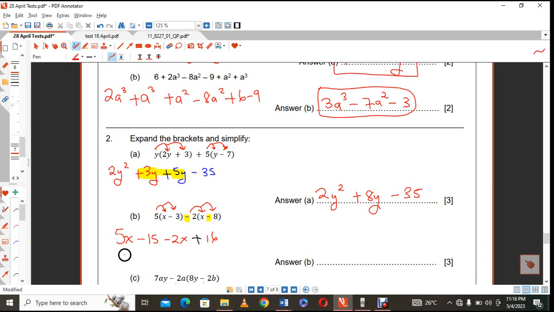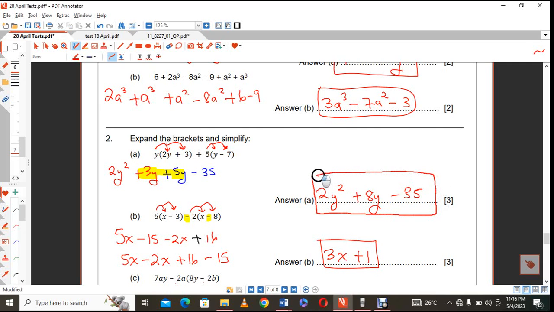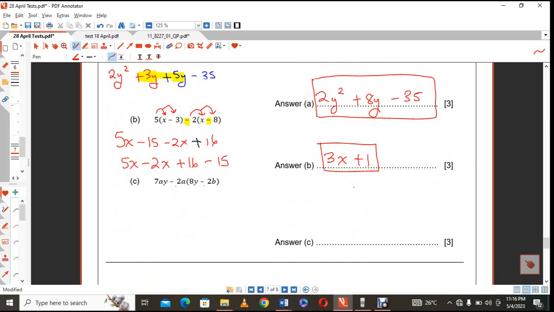So very important. So this is 5x minus 2x plus 16 minus 15. This is going to give you 3x if you subtract 5x minus 2x, and 16 minus 15, well, that is nothing but 1. All right, so there are those tricky scenarios that you have to be on the lookout for, so you don't make a mistake. Very easy to make a mistake in algebra.